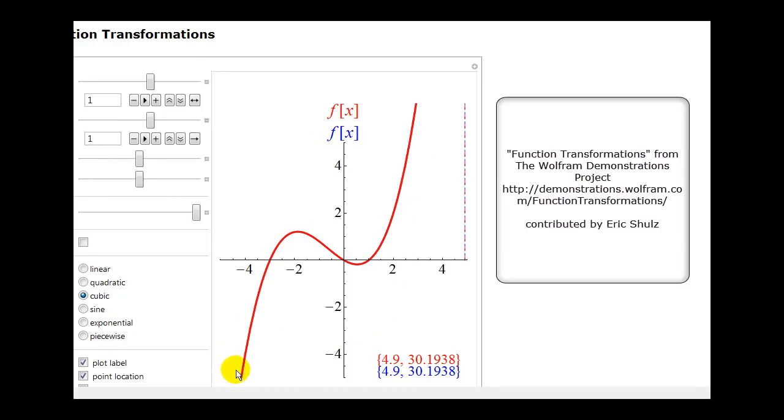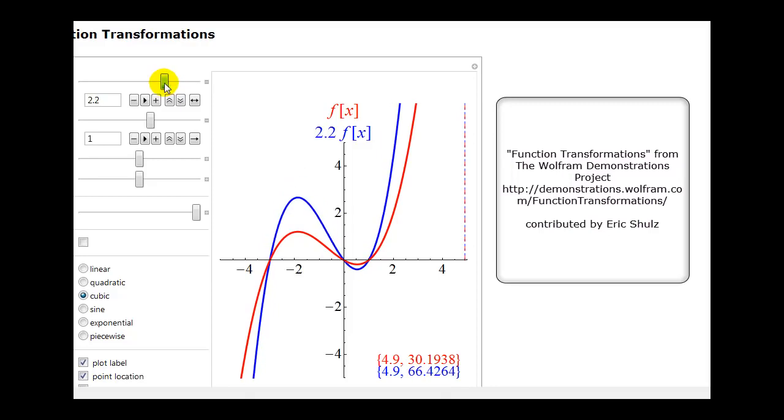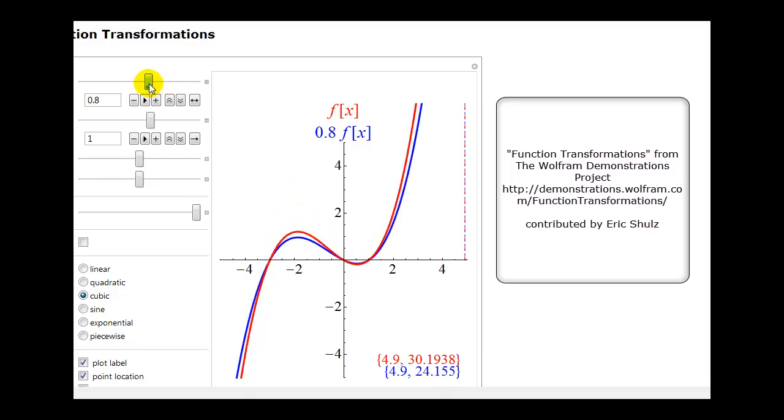The red function is the parent function, and the blue function will be the transformed function. So when a is greater than 1, the blue function will be stretched vertically by a factor of a. Also notice that the x-intercepts do not change when we stretch the graph vertically, or when a is between 0 and 1 and the blue function is compressed vertically, as we see here.